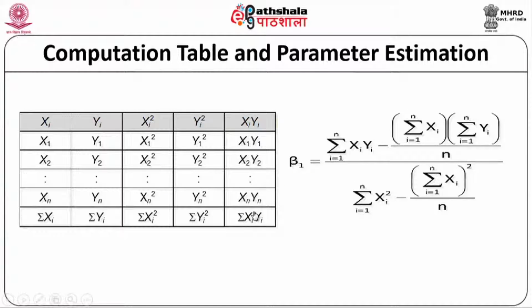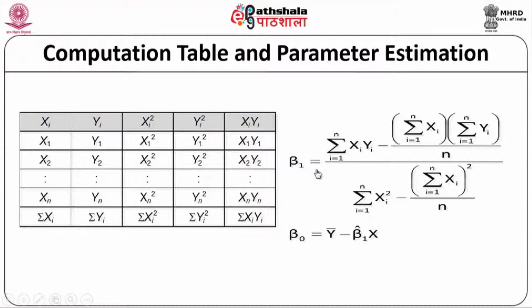We need to take the product of x and y, the sum of these products, and find the difference with respect to the product of the sum of x and the sum of y divided by n, where n is the total number of values or instances here. Having done this beta 1 computation, next we can define beta naught with respect to beta 1. So, beta naught is equal to y bar minus beta 1, that is the estimated beta 1, multiplied by the corresponding x value. So, now with beta 1, we can determine beta naught.